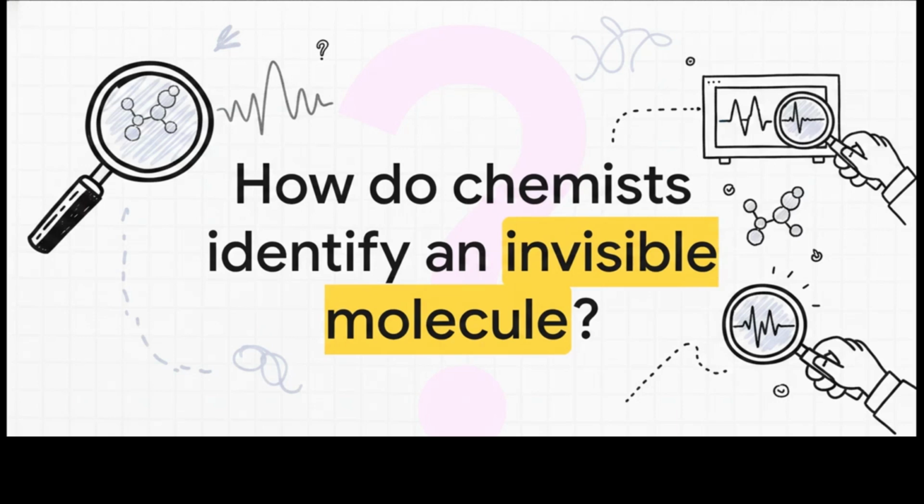Picture this. You've just walked into a crime scene, but the culprit is literally invisible to the naked eye. So how on earth do you catch him? Well, in organic chemistry, you become a molecular detective, and your magnifying glass is the infrared spectrum. Today, we're going to learn exactly how to read those invisible clues.